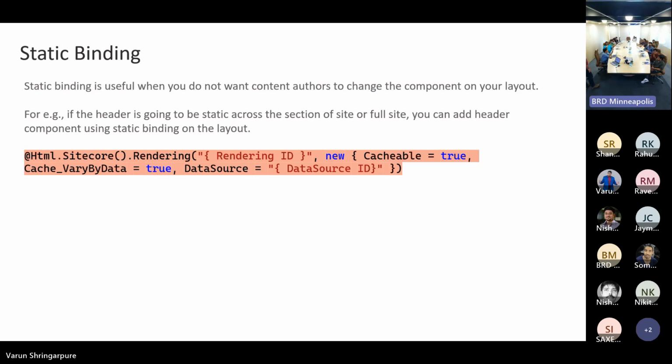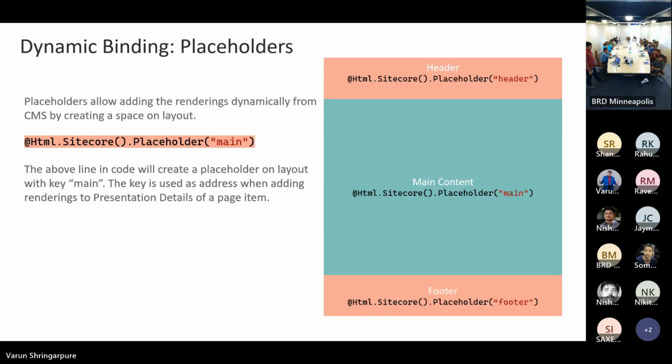In the header, we have metadata. It's fixed: title, meta description, some tags. It's fixed. It has to come there, it will not come anywhere else. So in that case, we can use this static binding. All right, I hope I am not going too fast.